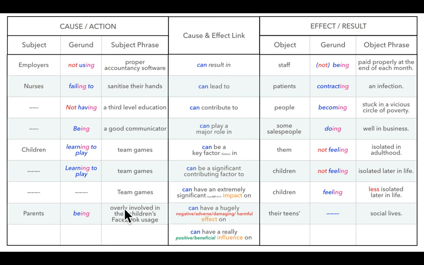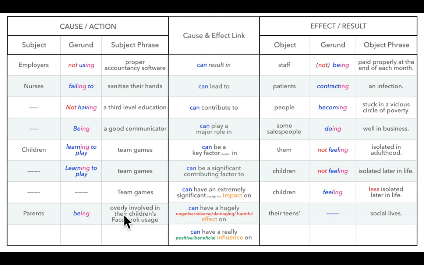Parents being overly involved in their children's Facebook usage. So overly is a lovely adverb that means too much. If you're doing something too much, we use it usually with a past participle or an adjective. So for example, being overly careful, being overly generous. That means you're too generous and it's a problem. So parents being overly involved in. Don't forget, involved is married to the preposition in.